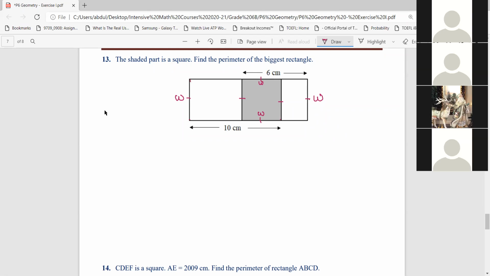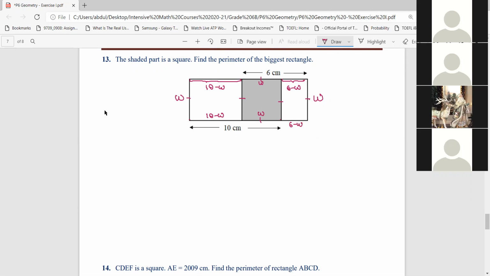And how about this part, right? What is this part? It is the whole length 10 minus W. So that one is 10 minus W. And also this side is 10 minus W, right? And how about this remaining part? Because the total length is 6, the remaining part is 6 minus W. And also the opposite side, this should also be 6 minus W.